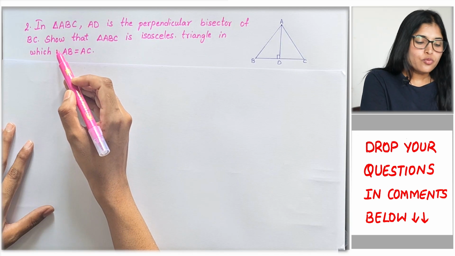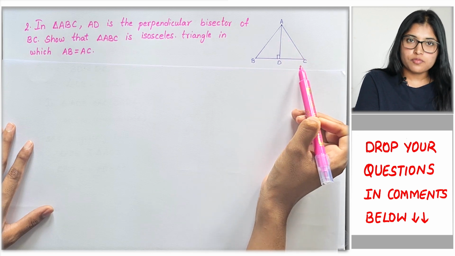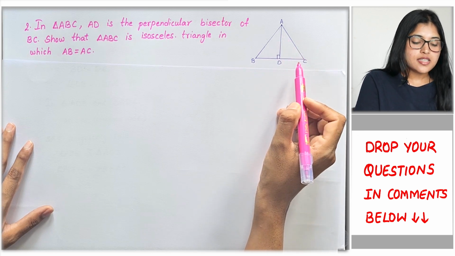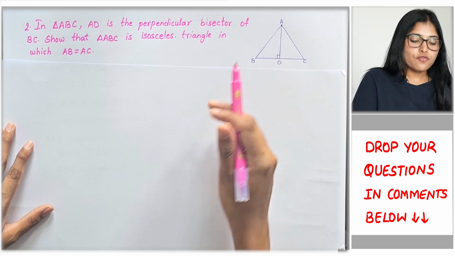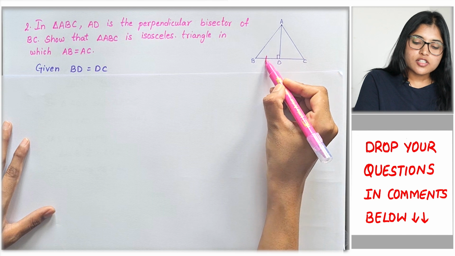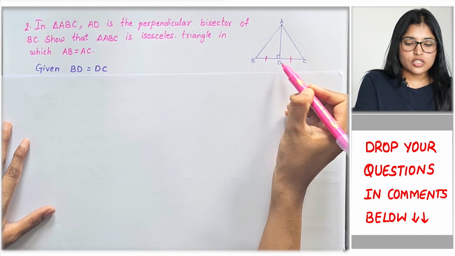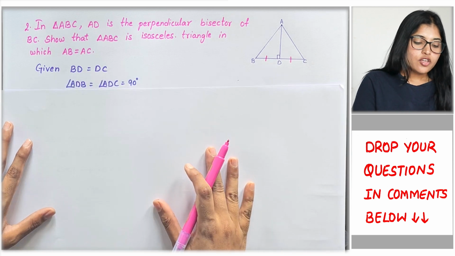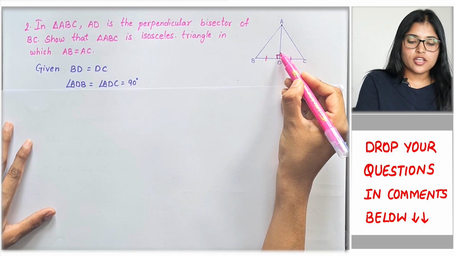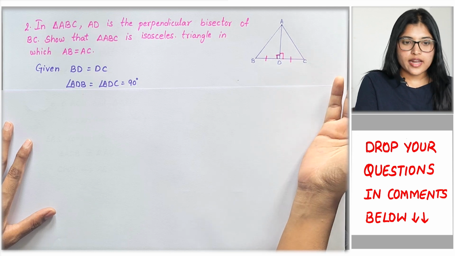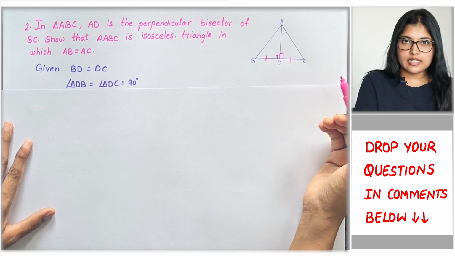In question number 2, a triangle ABC is given and AD is the perpendicular bisector of BC. Show that triangle ABC is an isosceles triangle in which AB equals AC. First of all, we are given that BD equals DC, because here it says that AD is the bisector of BC. So, these two sides are equal, and we also know that this angle is 90 degrees because we are given a perpendicular bisector. This angle is also 90 degrees. That's what I have written here: angle ADB and angle ADC are both 90 degrees.